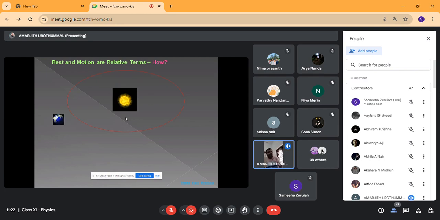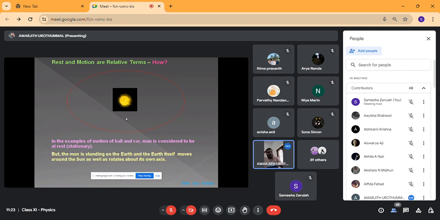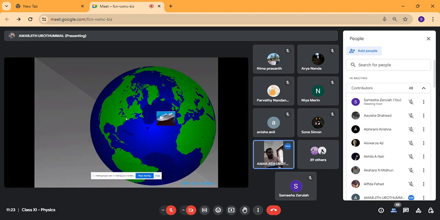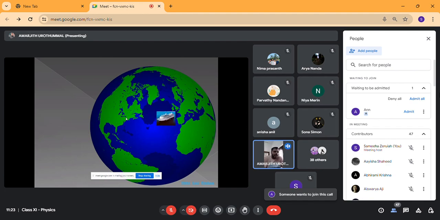Now when we go to space and observe anything on earth, all will be in motion because our earth is moving. Now let me ask you one thing. This is Earth, and on earth we have a sea, and one ship is there. The ship is moving in the sea. Clear?